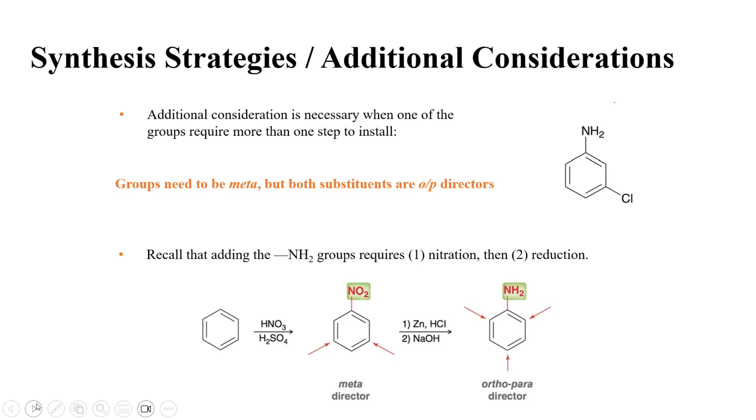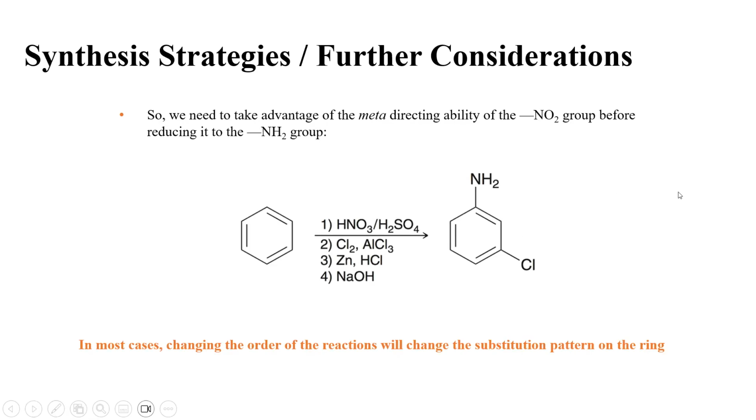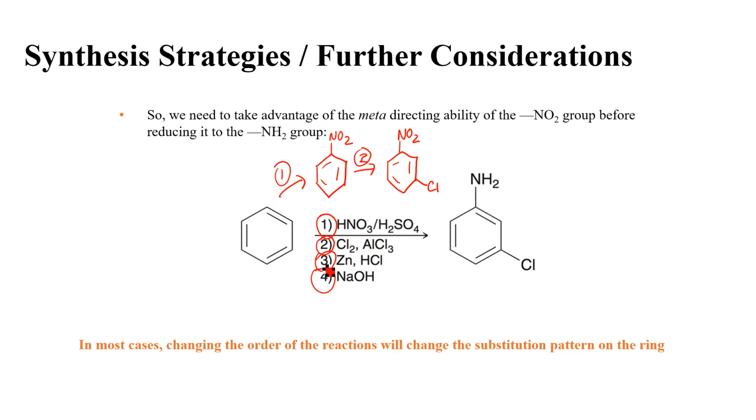So this just goes to show that you can do a nitration first, right? That's the first step. That's step number 1. The second step, step number 2, is adding the Cl. That's going to install the Cl meta to the NO2. And then step 3 and 4 is now going to reduce the NO2 down to the NH2.